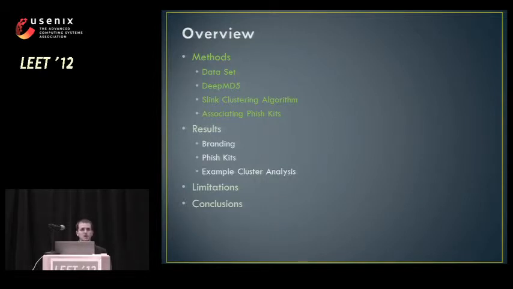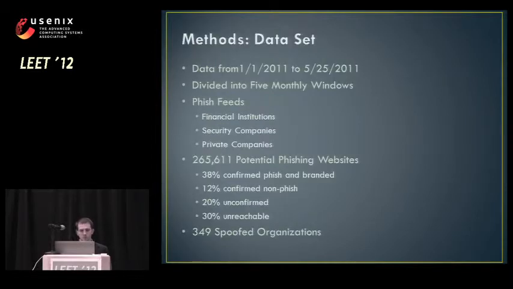We wanted to see, hey, how well does this thing work? Do we actually get clusters of phish where we get phish kits associating to those, where we don't have multiple phish kits crossing into many different phishing clusters, which would indicate that our clustering algorithm is not really doing that great of a job. I'll then go into the results, talking about branding and phish kits that actually associated to it, and give an example analysis of a couple of phish clusters and how phish kits associated with them, and then some of the limitations and a wrap-up conclusion section.